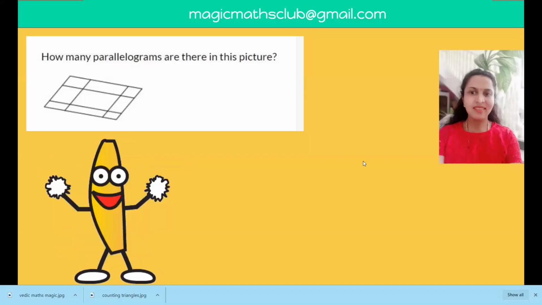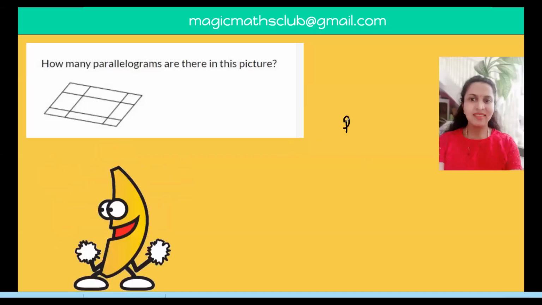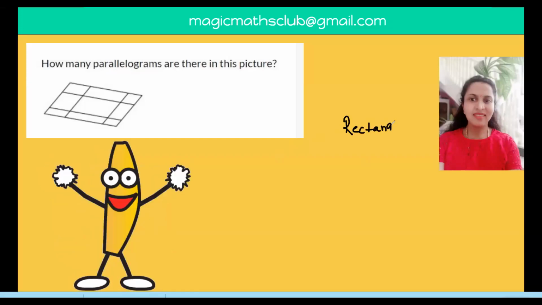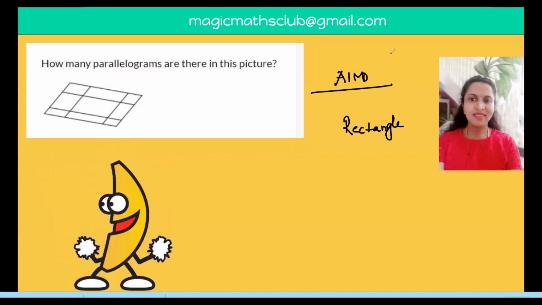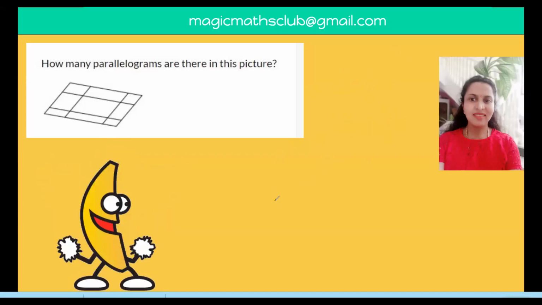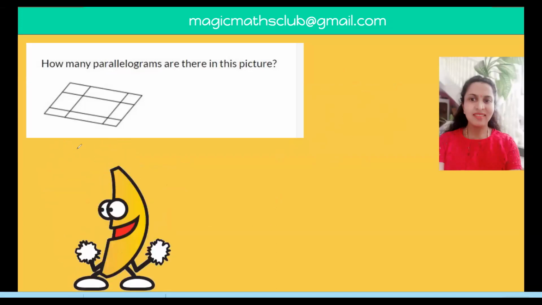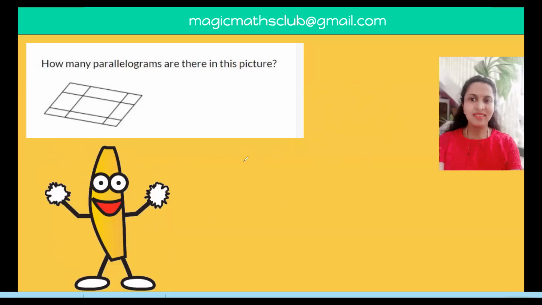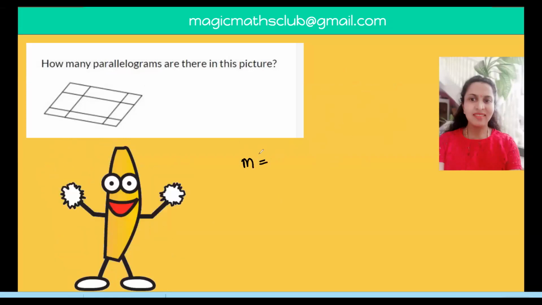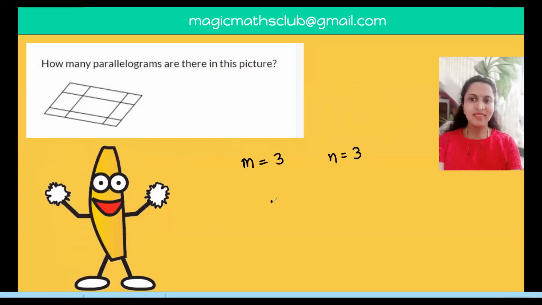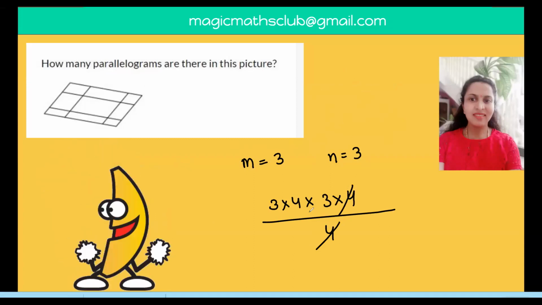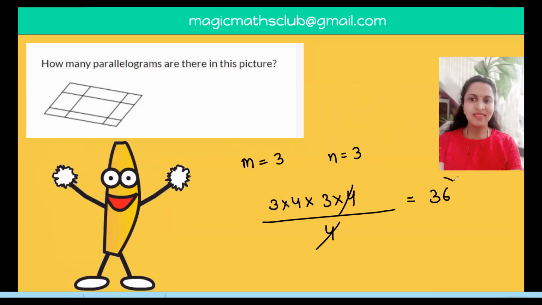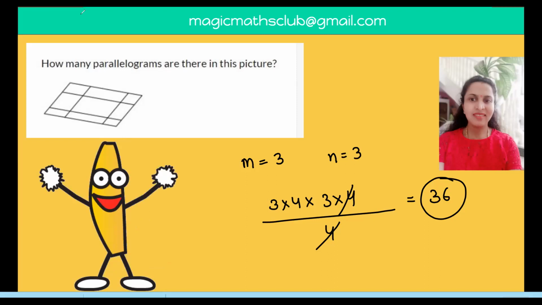For a parallelogram also, you will use the same type of formula which we use for a rectangle. This was asked in the AIMO exam. Earlier, examiners were only asking about squares and rectangles. Now they have tried to confuse you by introducing parallelograms, but you can see the same formula will work. So m is 3 and n is 3. So again, 3 into 4 into 3 into 4 divided by 4. The 4 cancels out, so again you get 36. So there will be 36 parallelograms in this figure. Let's try the next question.